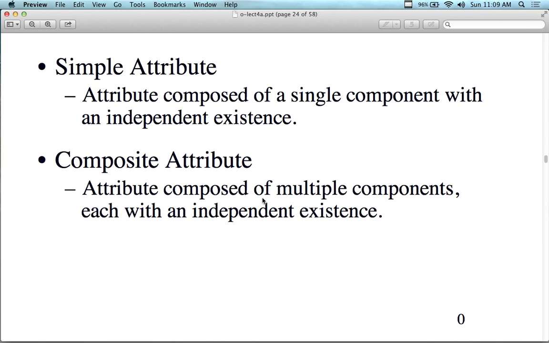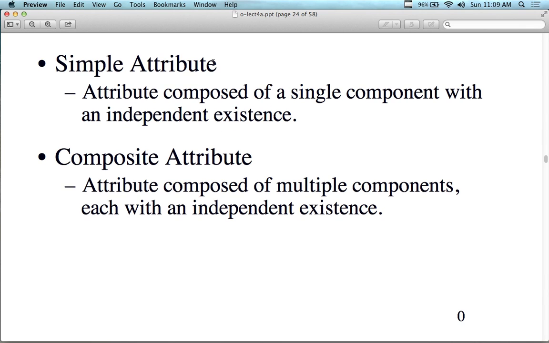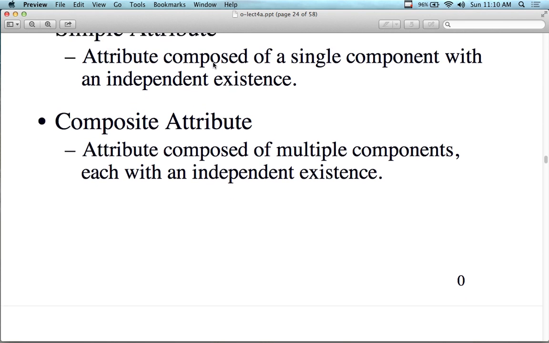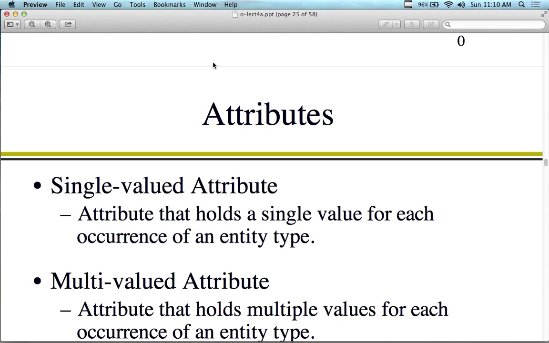Like, for example, a telephone number is what? An area code, a prefix, a suffix. That's a composite as well if you want it to be. Or you can make it into a simple attribute. Make it a text that says telephone number. Or make it a text that says employee. Or make it a text that says dependent.